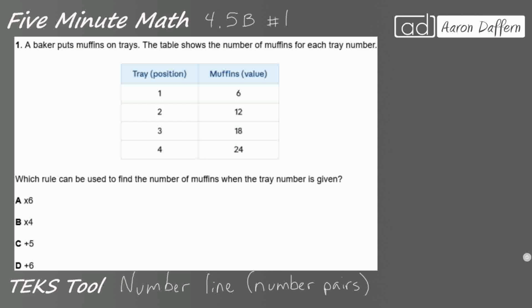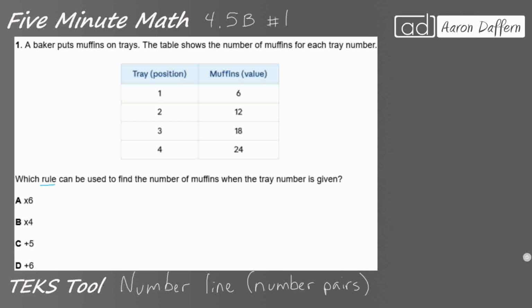All right, so we've got a baker putting muffins onto trays, and we've got four different trays, it looks like, in four different positions. And then we've got the total muffins for each of these trays. Now we need to find a rule. So you notice our rule options here are either multiply by something or add by something.